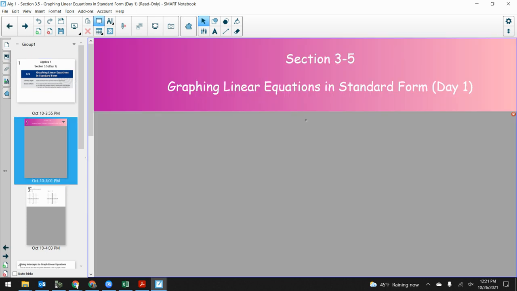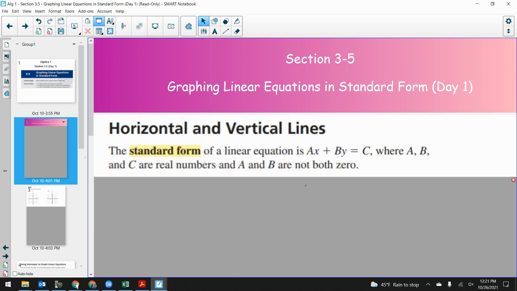All right, so what is section 3.5? Section 3.5 is all about graphing when the function is in standard form. Well, what is standard form? Standard form of an equation is when it's written in the form ax plus by equals c. So star it, highlight it, underline it, do whatever you need to do. This is important. Ax plus by equals c is the thing that's called standard form. Standard form of an equation.